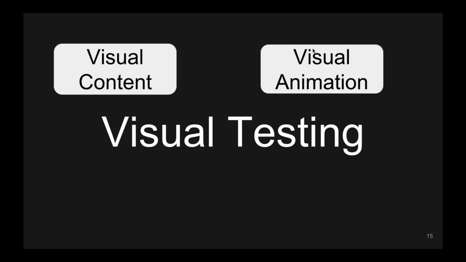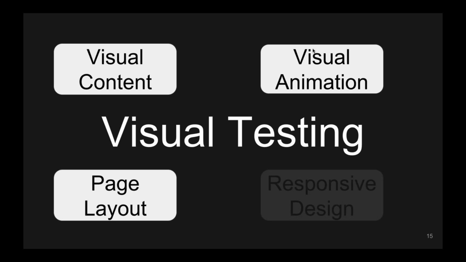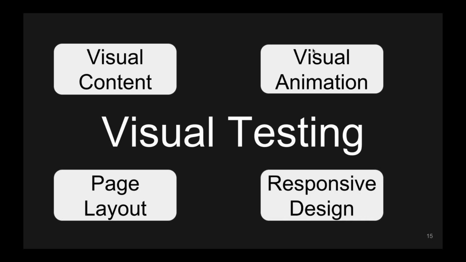Visual animation is also a common problem visual testing tries to solve, especially if you have any SVGs or GIFs on your web app. You really have to test those visually because it's almost impossible to test them in a functional manner. Then page layouts, especially if you're working with responsive design, where you have the same web application that, depending on what device you're using, whether it's mobile, tablet or desktop, arranges the elements on the page very differently.